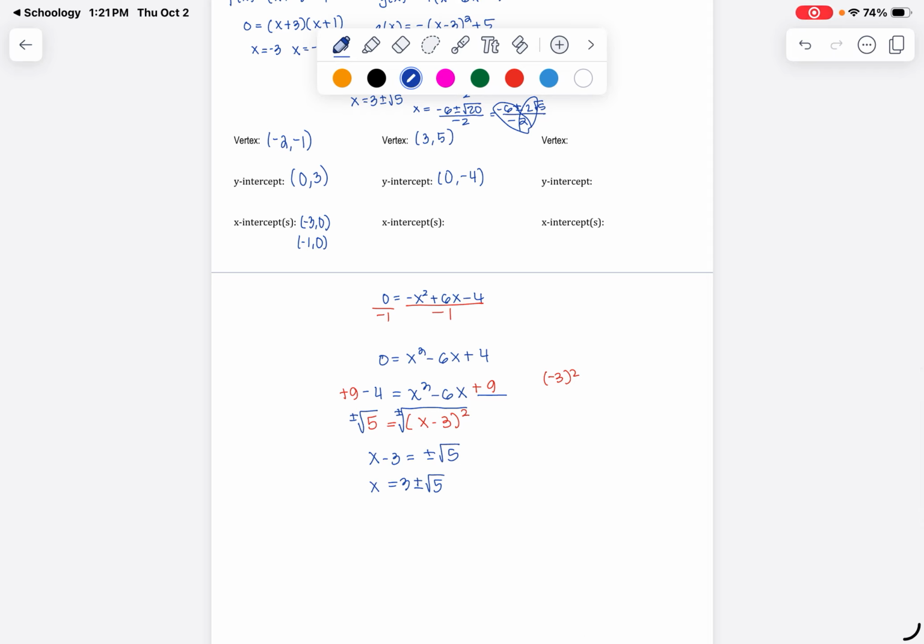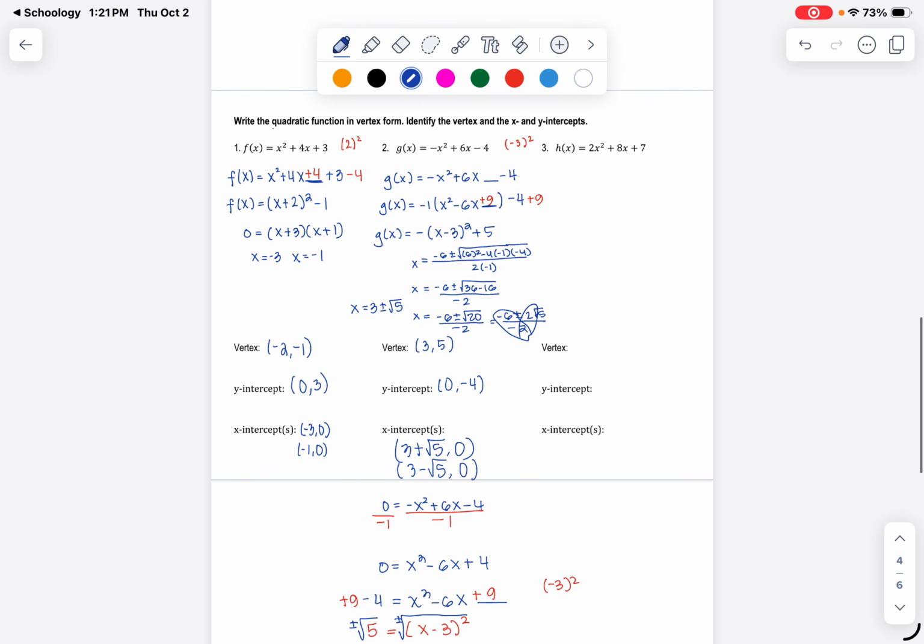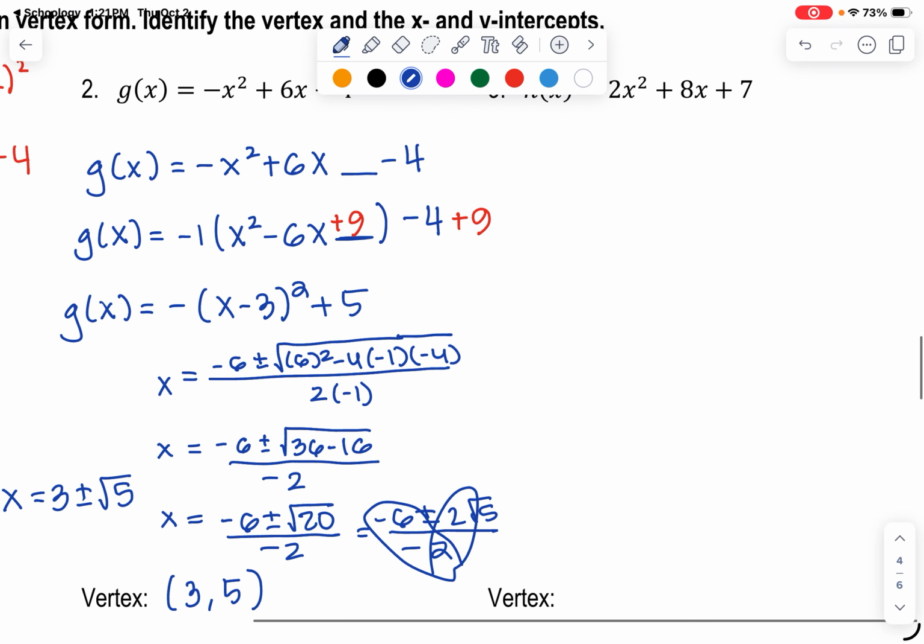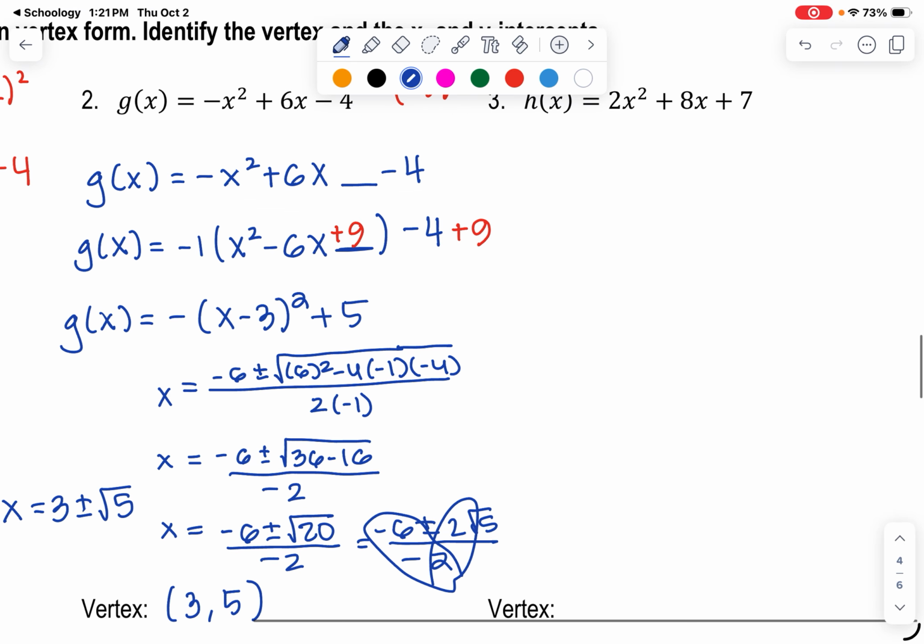So my x-intercepts are 3 plus root 5, comma 0, and 3 minus root 5, comma 0, which you could write 3 plus or minus root 5, but I want to make sure that you see that it's 2 zeros there. Okay, sorry, it's 2 x-intercepts, which is the same thing as 2 zeros. All right, last one here. Ooh, I got not a lot of room.